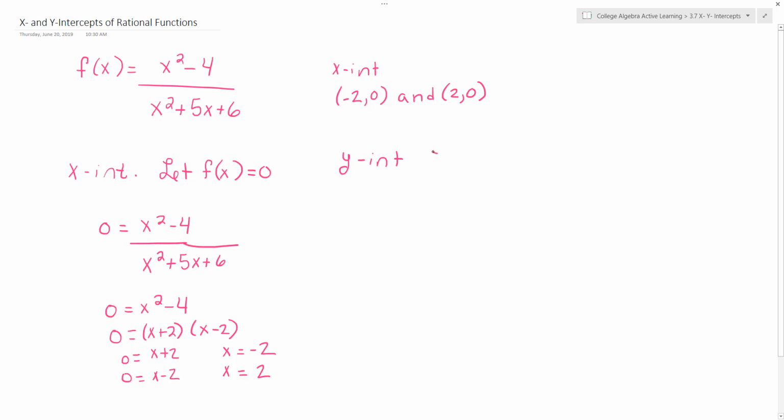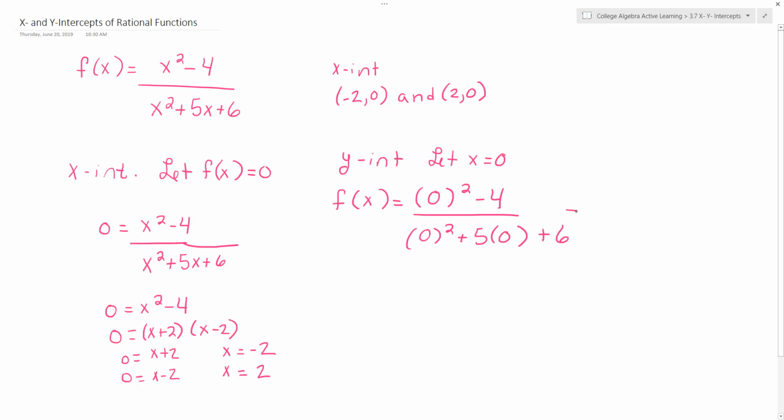Now in order to find the y-intercept, if you recall, we have to let the x value be 0. In other words, just let the opposite letter be 0. So we'll start with our original function, and wherever there's an x, I'm going to put parentheses instead: x squared minus 4 over x squared plus 5x plus 6. Then wherever there was an x, I'm going to replace it with 0, because that's the rule for a y-intercept.